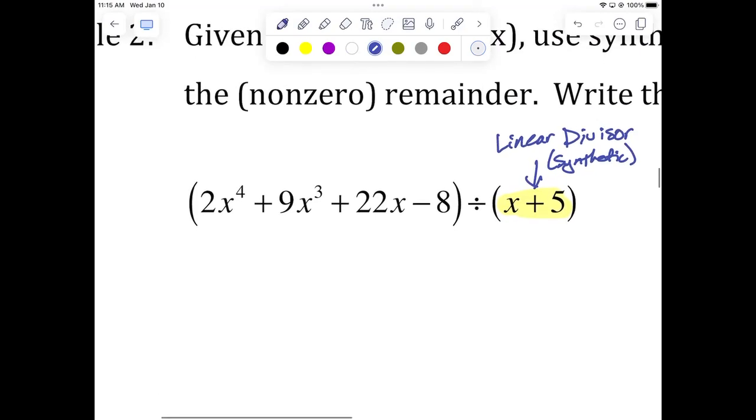Yay. So what am I going to do for synthetic division? I'm going to take my dividend, which is the first thing listed, and I'm going to write the coefficients in descending order, and I'm going to put a placeholder for any x term that might be missing. So the first number I put is a 2. What goes next? 9. What goes next? 0. Very good. There is no x squared term, is there? So you put a 0. What goes next? 22, and then -8. Now, how much space do you leave in between your numbers? That's up to you. Just a comfortable amount, just to make a column.